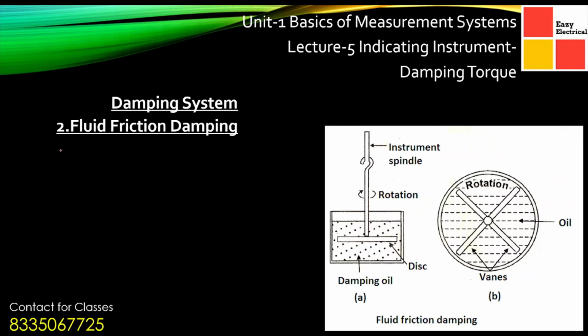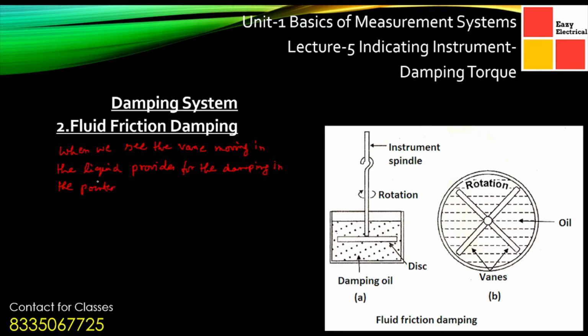So when we see the vein moving in the liquid, it provides for the damping in the pointer. Okay.